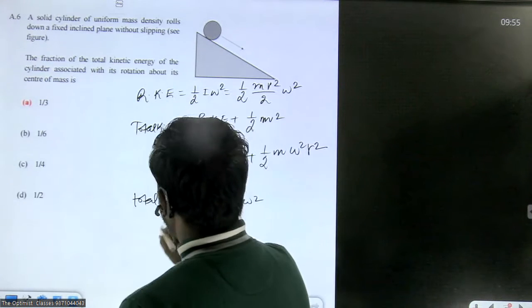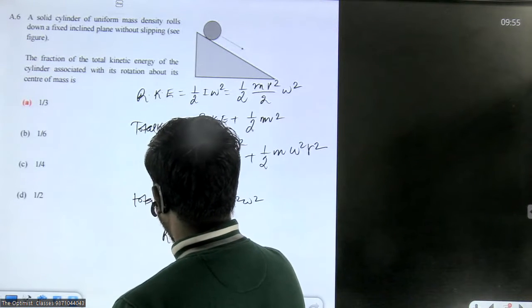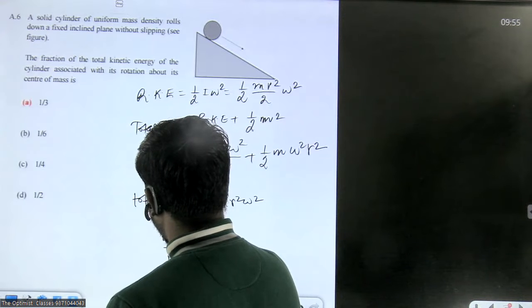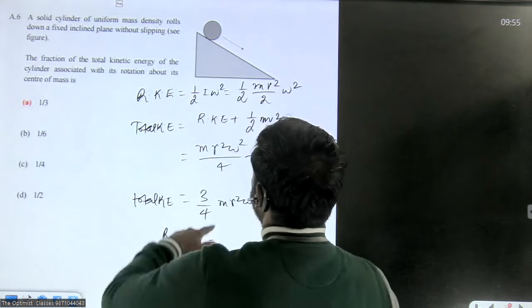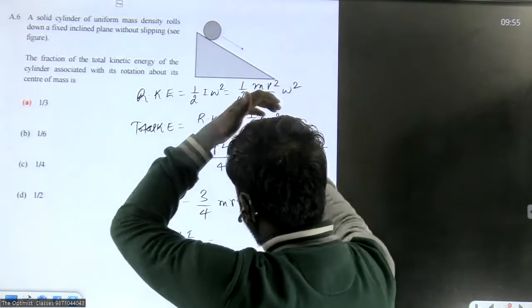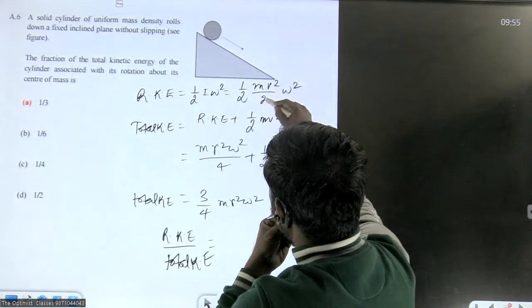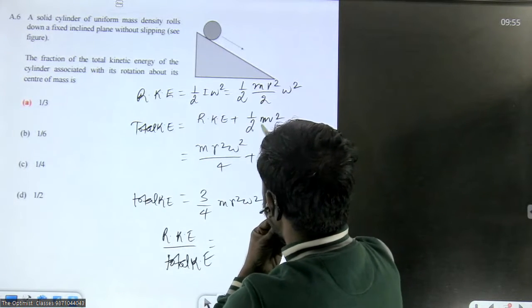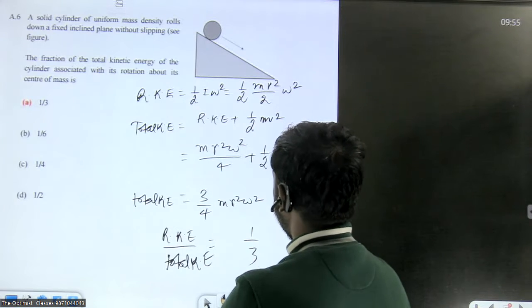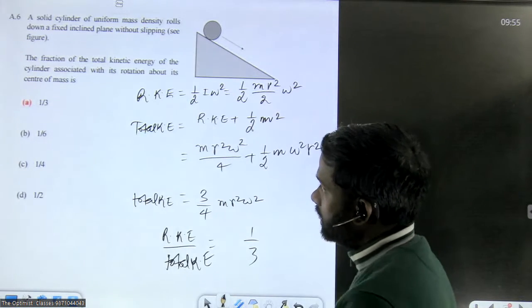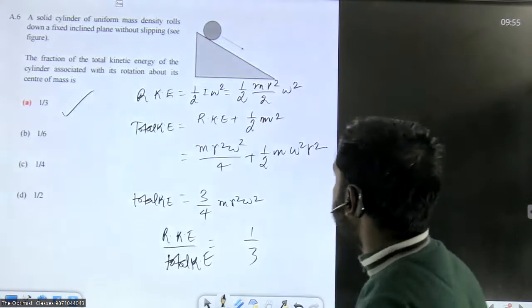So let us divide the two. We have to calculate rotational kinetic energy divided by total kinetic energy. If you calculate the two, the factor of 1 by 4 will cancel out from here, m r square omega square will cancel out, and you will get a factor of 1 by 3 here. Okay, this 3 will remain. So therefore, the correct option is this one.